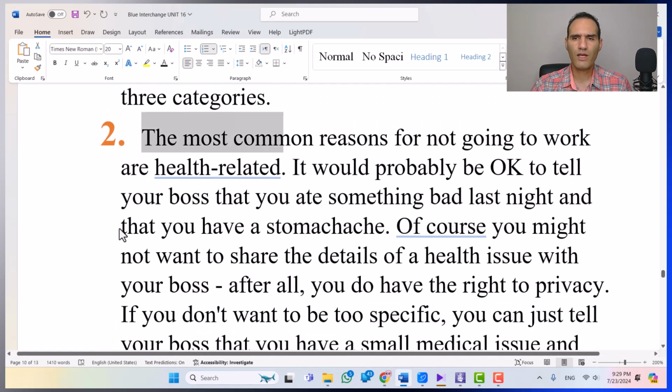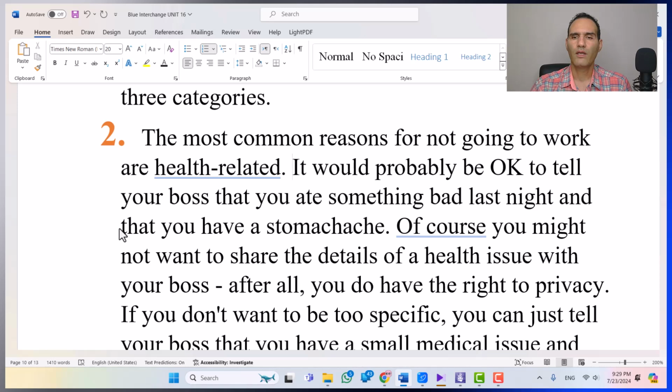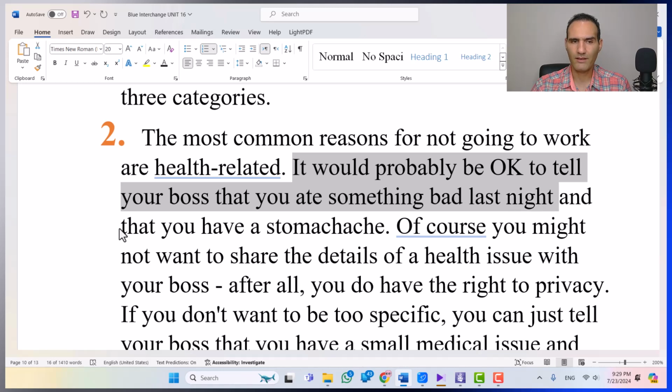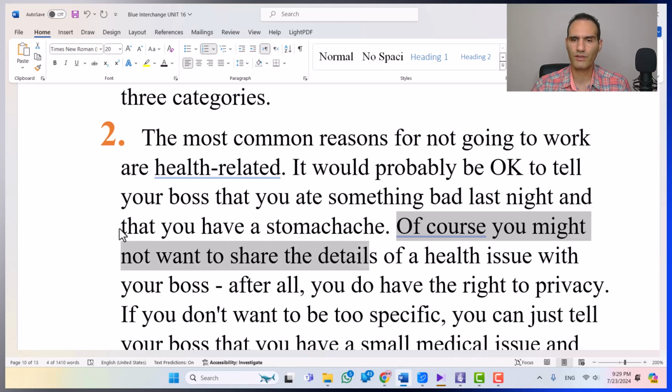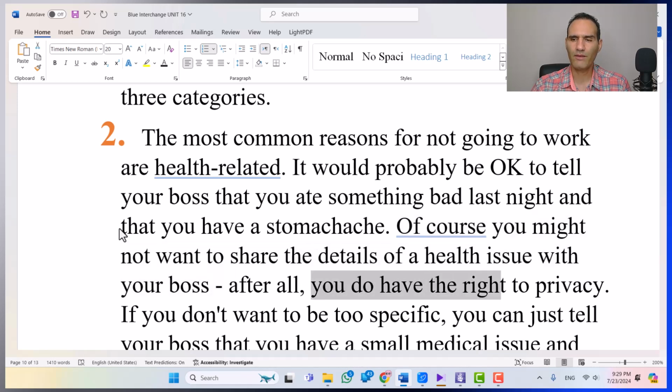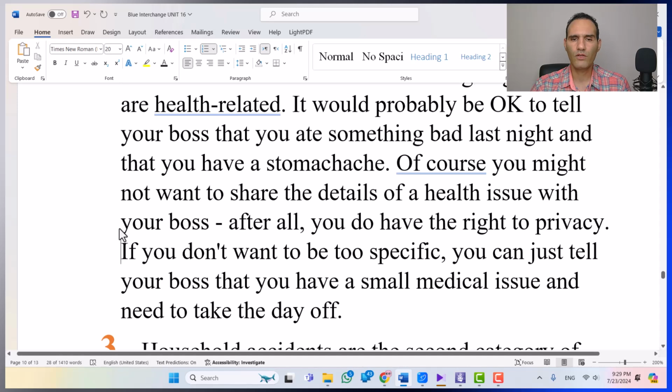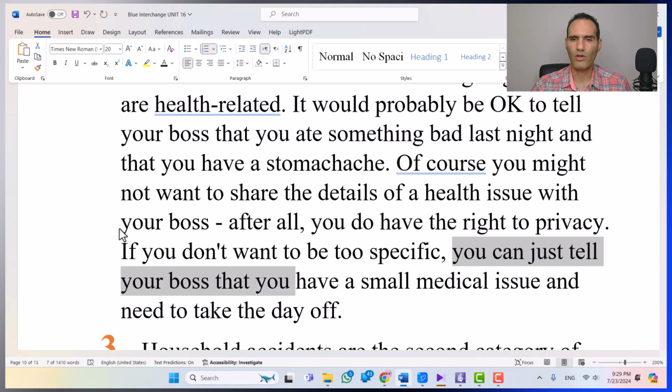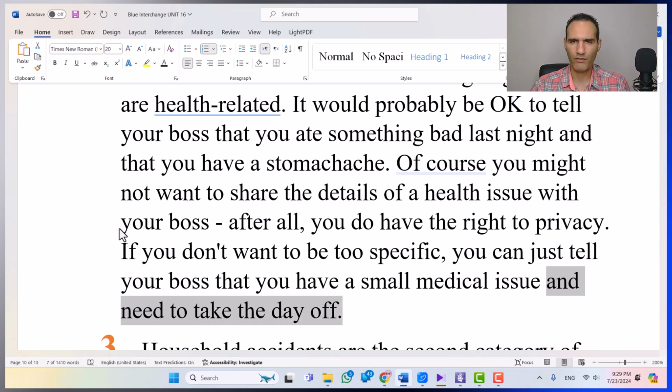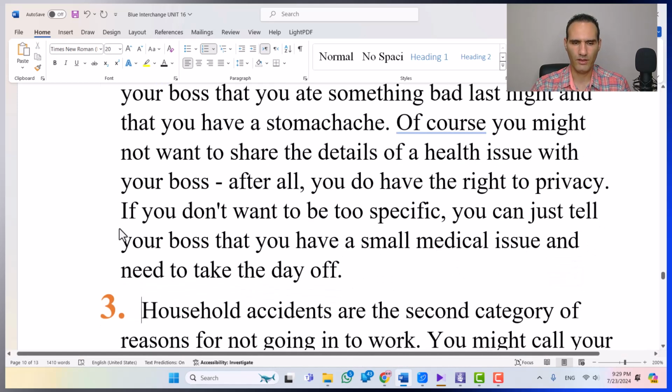Paragraph 2. The most common reasons for not going to work are health related. It would probably be okay to tell your boss that you ate something bad last night and that you have a stomachache. Of course, you might not want to share the details of a health issue with your boss. After all, you do have the right to privacy. If you don't want to be too specific, you can just tell your boss that you have a small medical issue and need to take the day off without any further explanation.